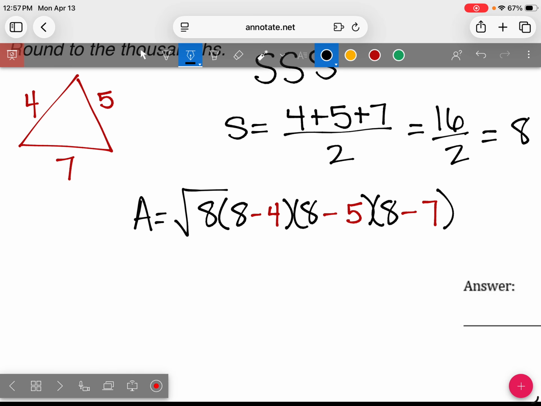So you're typing that whole thing in under the square root. The only way you can mess this up, well, there's a couple ways. But sometimes people forget to put the 8 first, and they just put it in the 3 parentheses. Some people mess up by finding S, which I'm not really sure how, but there are people who do that. So go ahead and type that in your calculator.